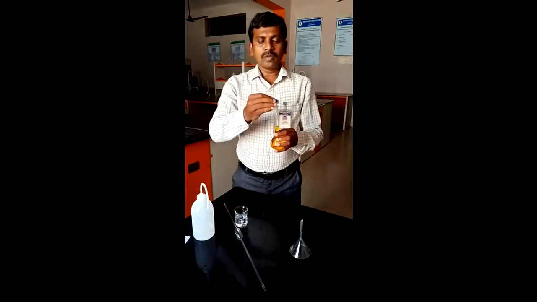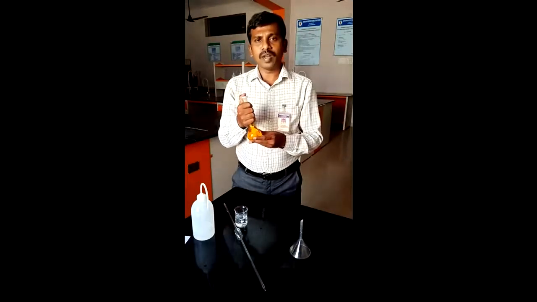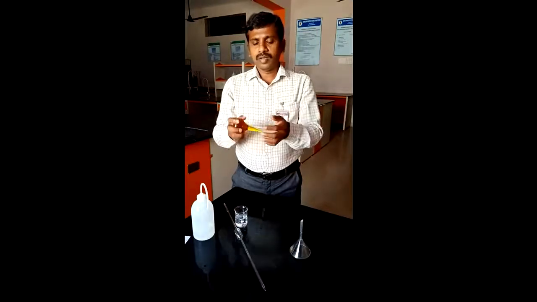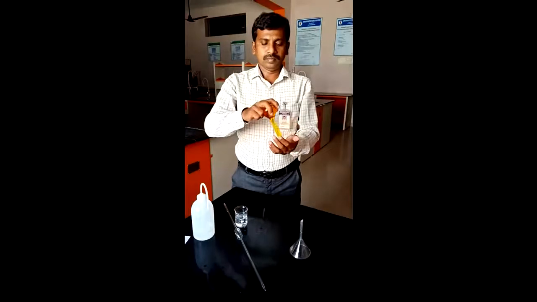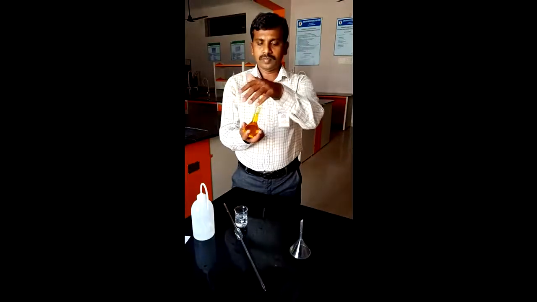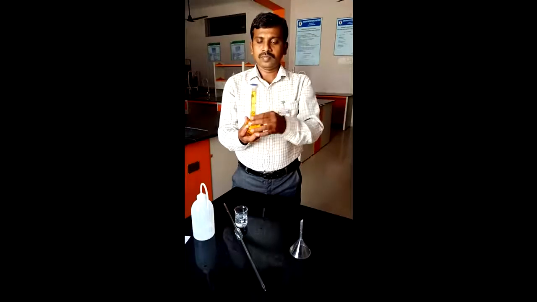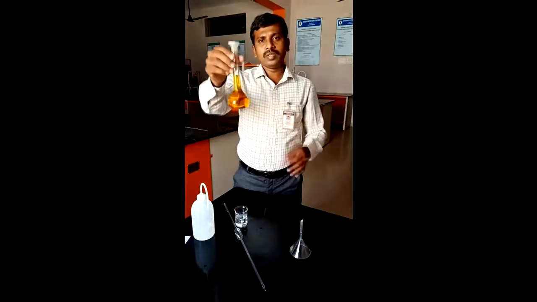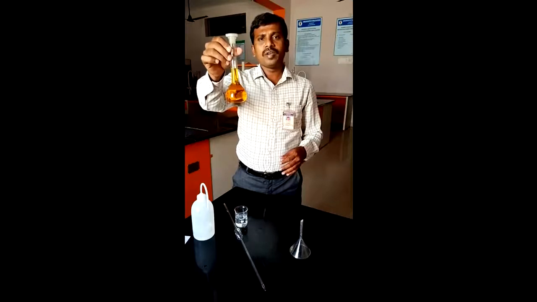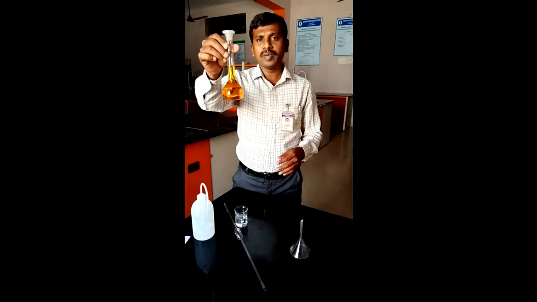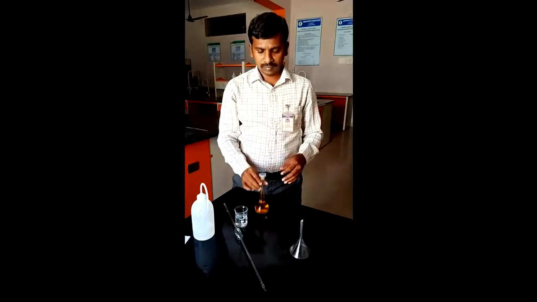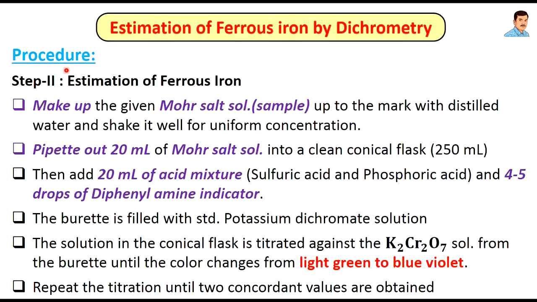Now close the lid and again shake the volumetric flask for getting the uniform concentration. So turn it upside down like this. So this is step 1, preparation of standard potassium dichromate solution. Just now we have prepared the standard potassium dichromate solution.